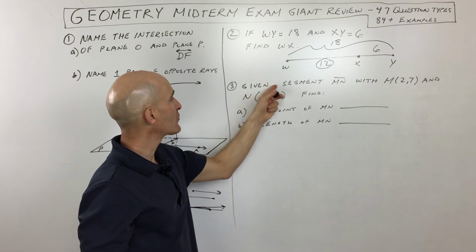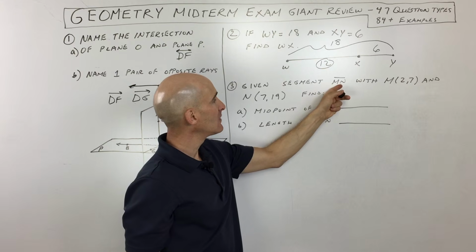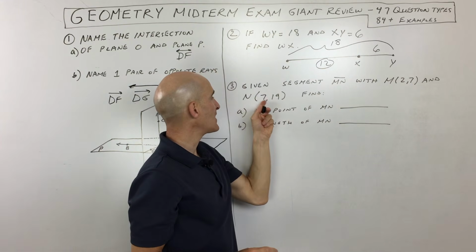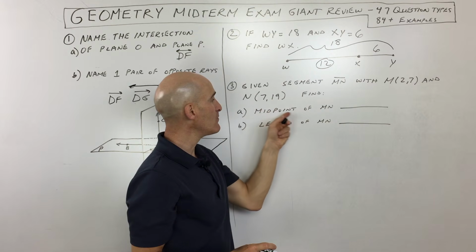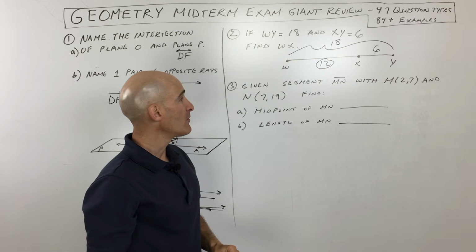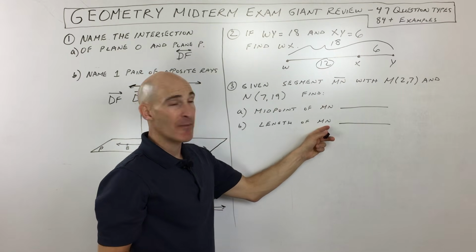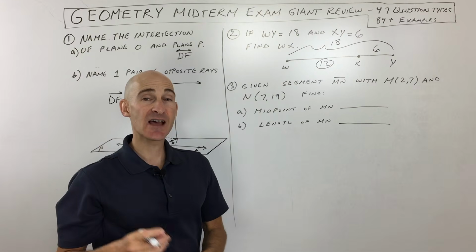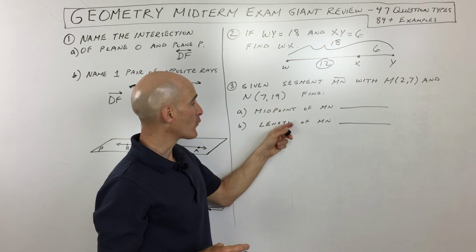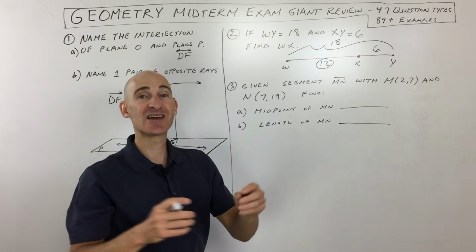Now question number 3 says, given the segment MN with M having the coordinates (2, 7) and N having the coordinates (7, 19), find the midpoint of segment MN. Part B says find the length of MN. So there are two different things they're testing us on, and these are very important questions. One is testing us on the midpoint formula. With the length, it's testing us on the distance formula.